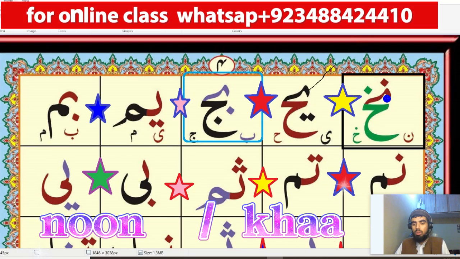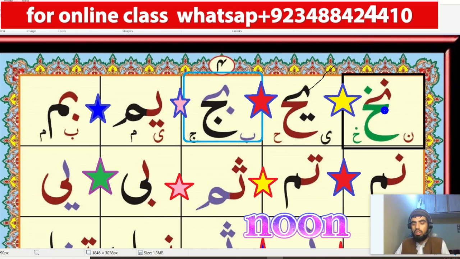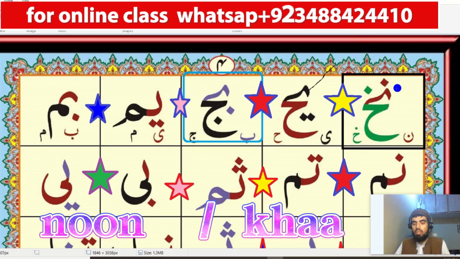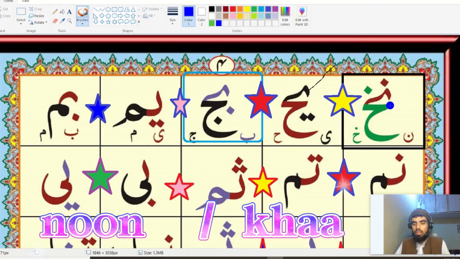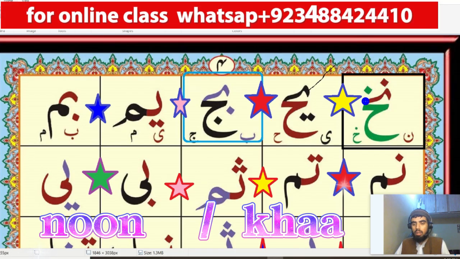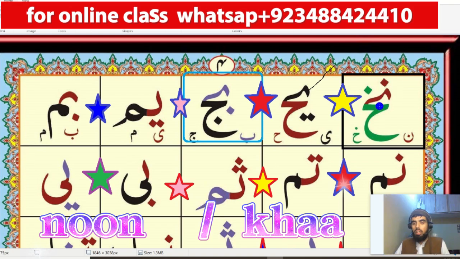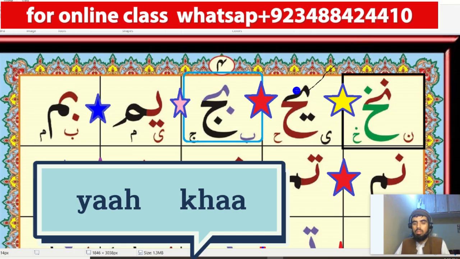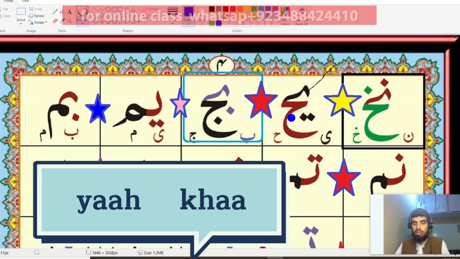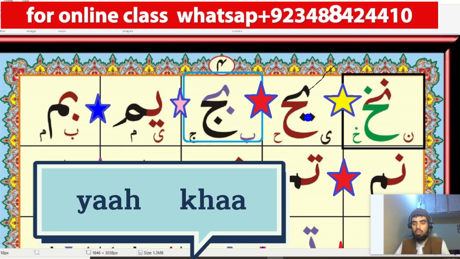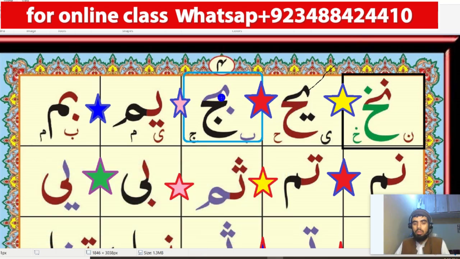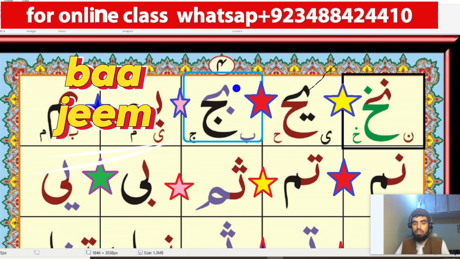The first letter is Noon, and the second one is Ha. Look at it: the red letter is Noon, and the green letter is Ha. The Noon letter has one dot on the top, and the Ha letter has one dot on the top. But the Noon letter shape is like this, and the Ha letter shape is like this. After this, Ya, Ha. The Ya letter has two dots under the letter, and the Ha letter is like this.